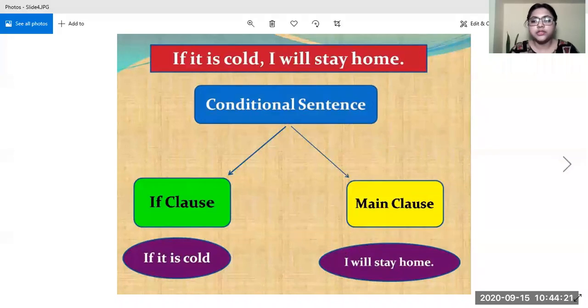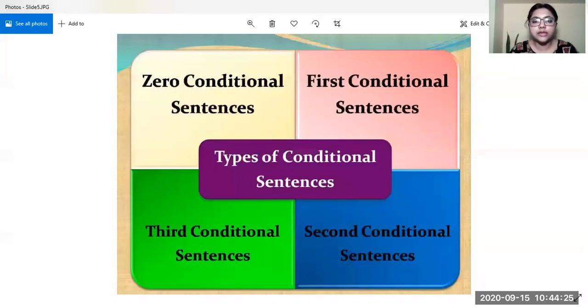Okay. So now let us see what are the four types of conditional sentences. First of all, there are four kinds of conditional sentences. The first being the zero conditional sentence. Second is the first conditional sentence. Then comes the second conditional sentence, and the last one is the third conditional sentence.